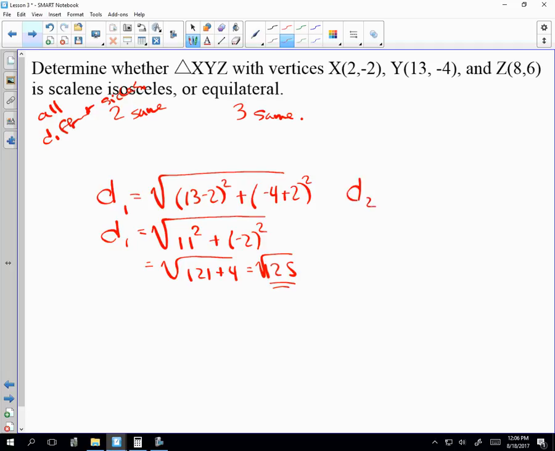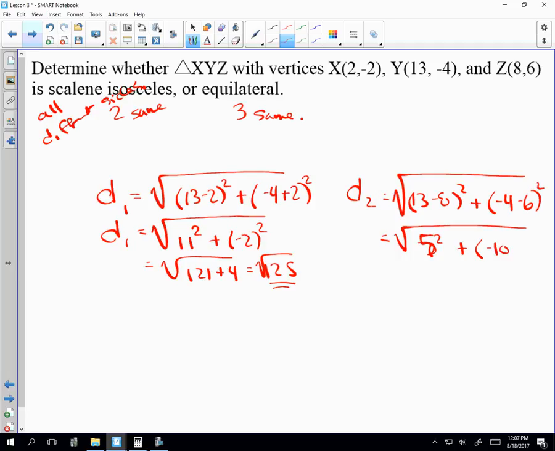Okay, so distance 2 is going to go between y and z, equals the square root of 13 minus 8 squared plus negative 4 minus 6 squared. So we've got the square root, 13 minus 8 is 5 squared. Oh, hold on, 5. Yikes. Okay, so we've got 5 squared plus negative 4 minus 6, negative 10 squared. So I've got the square root of 25 plus 100 equals the square root of 125.